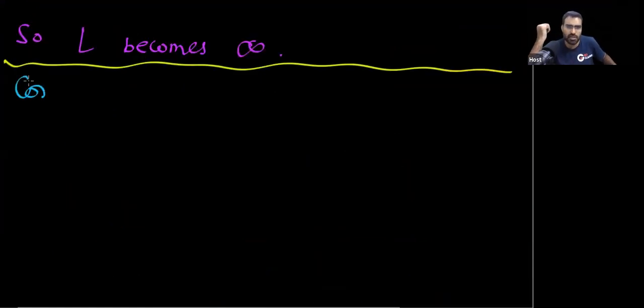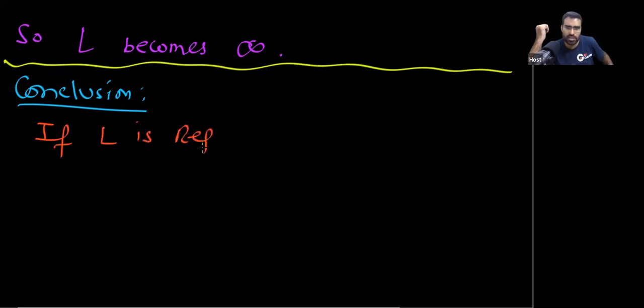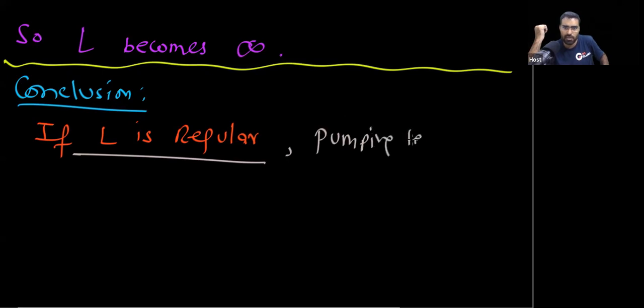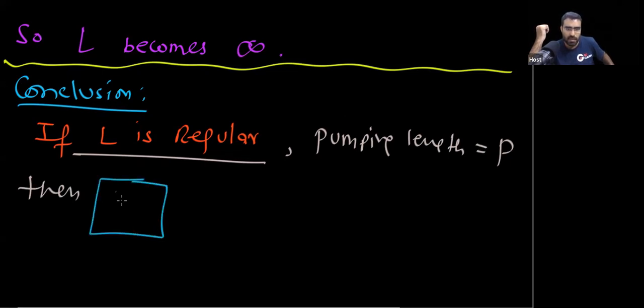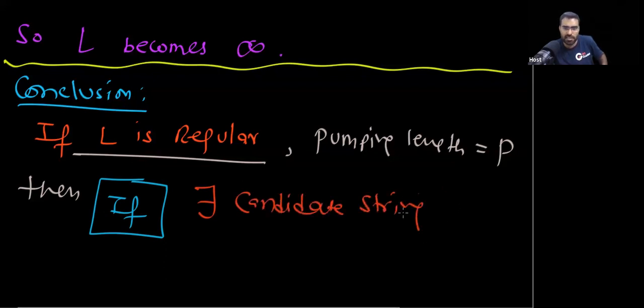So actually what I just want to say is that if L is regular, and the pumping length is P, then please focus on this word: if there exists a candidate string, then L will be infinite. Can I say? If there exists a candidate string, then L will be infinite. Please tell me, is this point clear?